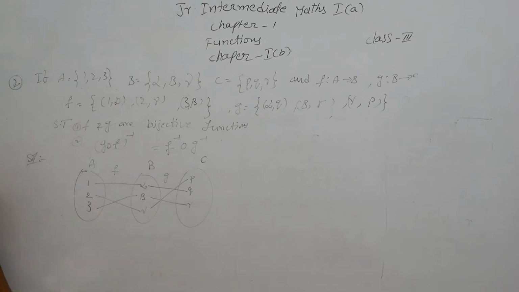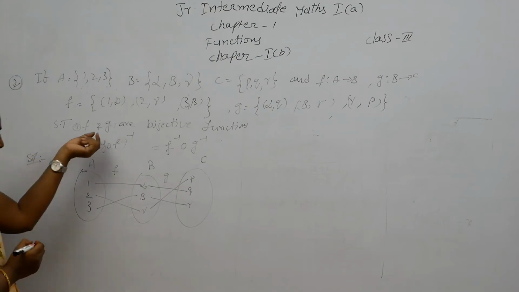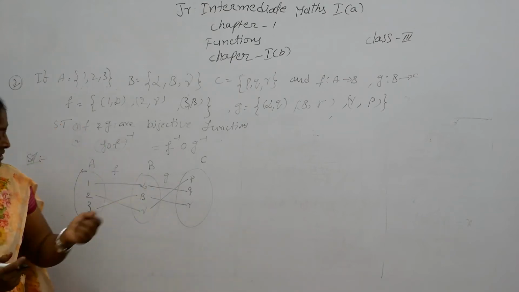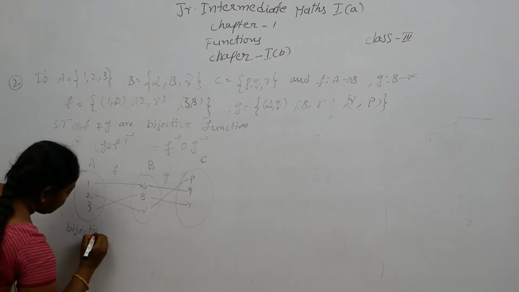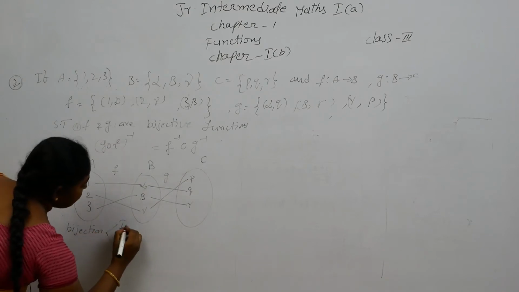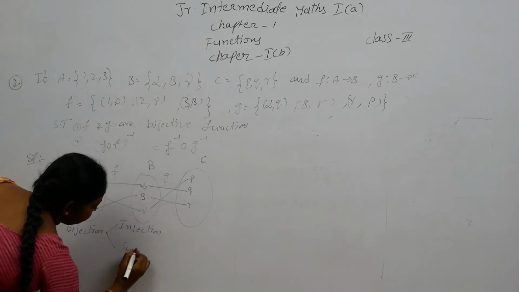Okay. We have to prove f and g are bijections. f and g being bijections means the function should satisfy injection and surjection. First, for a function to be a bijection, it must be injective and surjective.